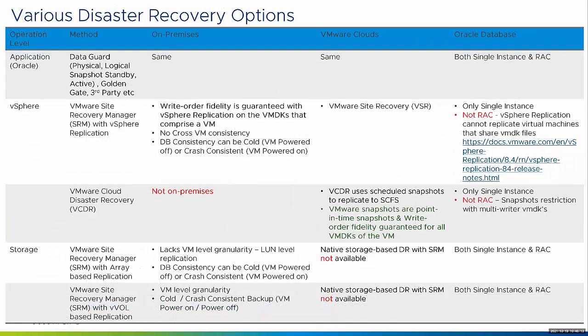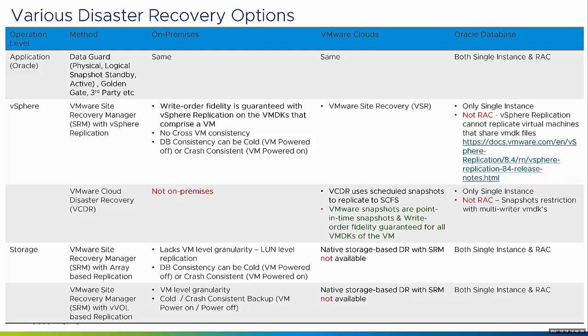Now, let's see how we can provide disaster recovery for Oracle workloads, when we start looking at those same three different levels: the application level, the VMware vSphere level, and the storage level. As I mentioned before, Data Guard, whether that's physical, logical, snapshot, active, GoldenGate, DBVisit, or any third-party product, works exactly the same whether you're on premises or in the cloud, both for single instance and for Oracle RAC.